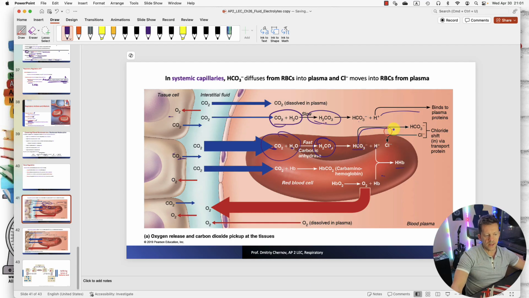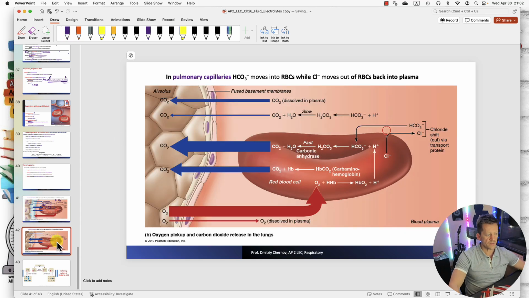Here, when the bicarbonate leaves, it has to be replaced with chloride. Negative has to be replaced with negative. So there's more of one leaving and less of another entering. But it doesn't matter, it's a chloride shift in via transport proteins. And there's also some small percentage of carbon dioxide just dissolved in plasma without being added to anything. When it dissolves in plasma, we will use it for carboxylative reactions. We need carbon, we need oxygen, right? So it would be used for some other processes.